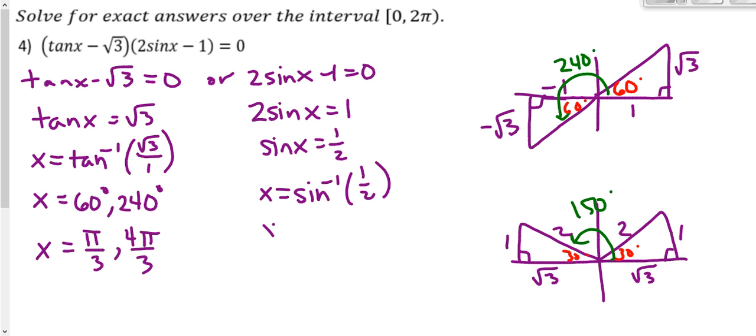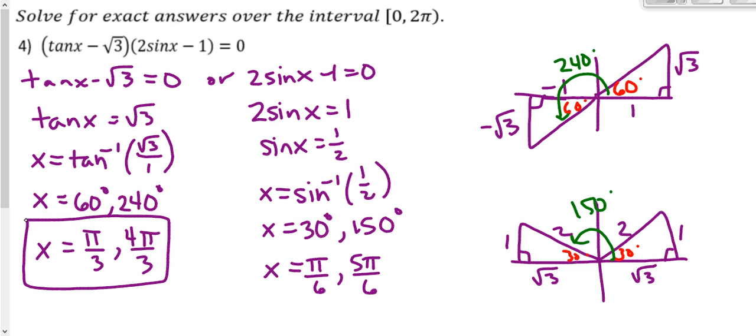Okay, so our answers are 30 degrees and 150 degrees. And let's convert those into radians and we get pi over 6 and what's 150? 5 times 30, so 5 pi over 6. So this one has 4 answers. Okay, we have one more example.